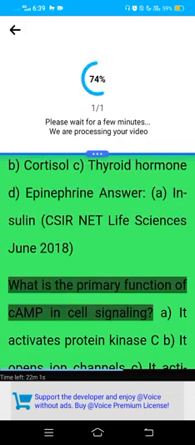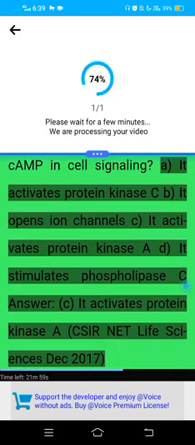What is the primary function of cAMP in cell signaling? A. It activates protein kinase C. B. It opens ion channels. C. It activates protein kinase A. D. It stimulates phospholipase C. Answer. C. It activates protein kinase A. CSIR NET Life Sciences, December 2017.